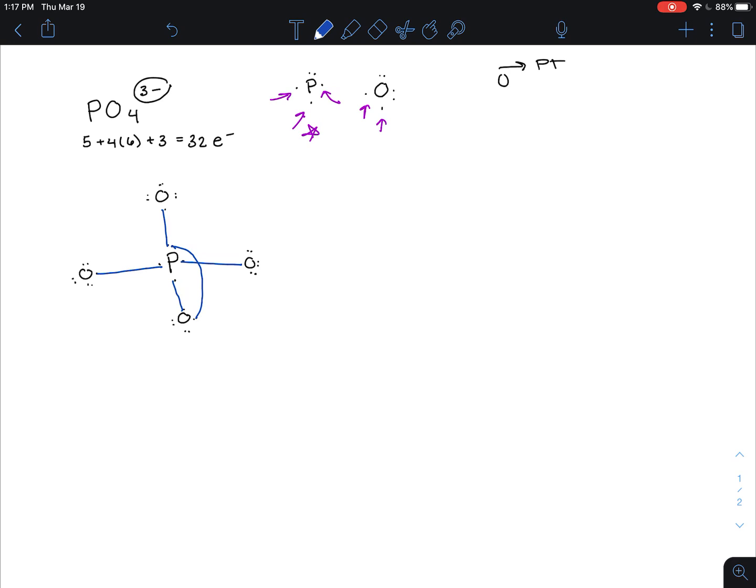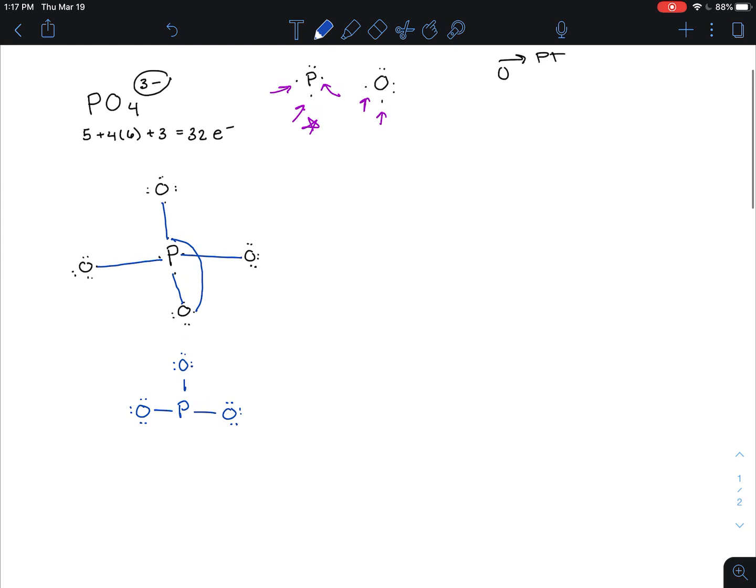So what that means is there's going to be a bond between that electron and that electron from the oxygen. So if I clean this up, it'll look like this. Now let's double check. 2, 4, 6, 8, 10, 12, 14, 16, 18, 20, 22, 24, 26, 28, 30, 32. Great, so I still have my 32 electrons.